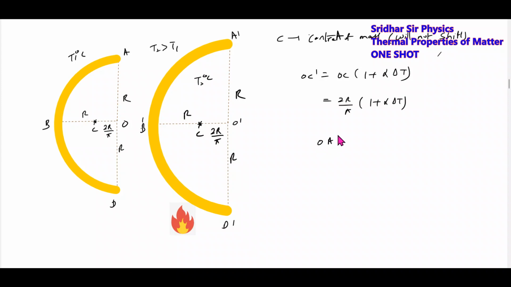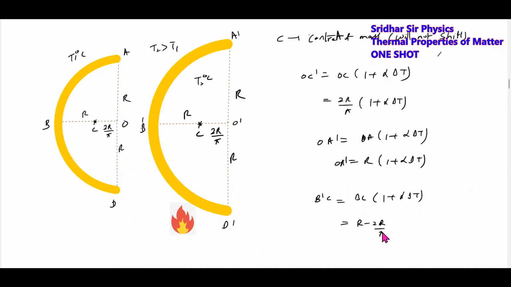Similarly, OA dash is equal to OA into 1 plus alpha delta T. OA is R. All things will expand. Similarly, CB dash or B dash C equals BC into 1 plus alpha delta T. What is BC equal to? R minus 2r by pi. Even it will also expand.